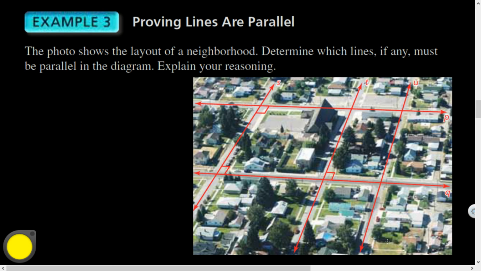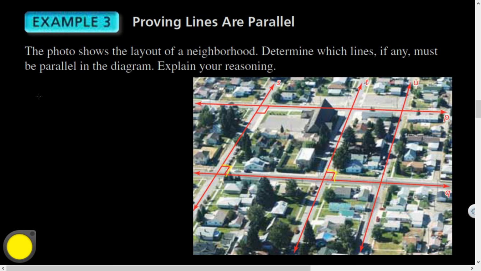There you go. So let's see, this photo shows the layout of your neighborhood. Or no, I guess it just is a neighborhood. Determine which lines, if any, must be parallel in the diagram. Explain your reasoning. All right, let's see. I've got the names of these up here, here, here, and here. I've got perpendicular, perpendicular.